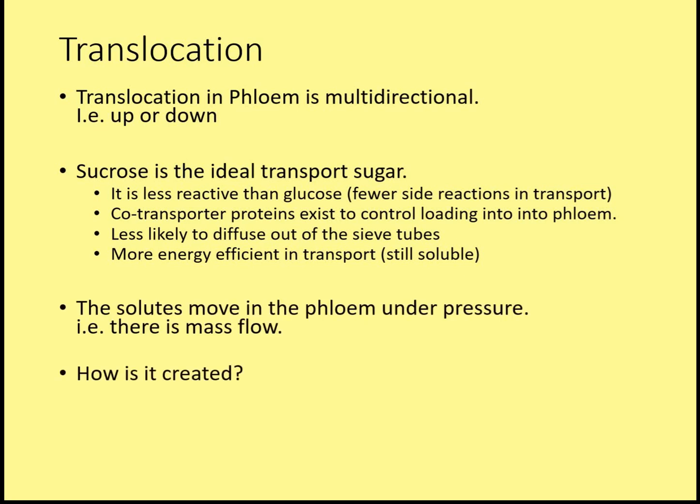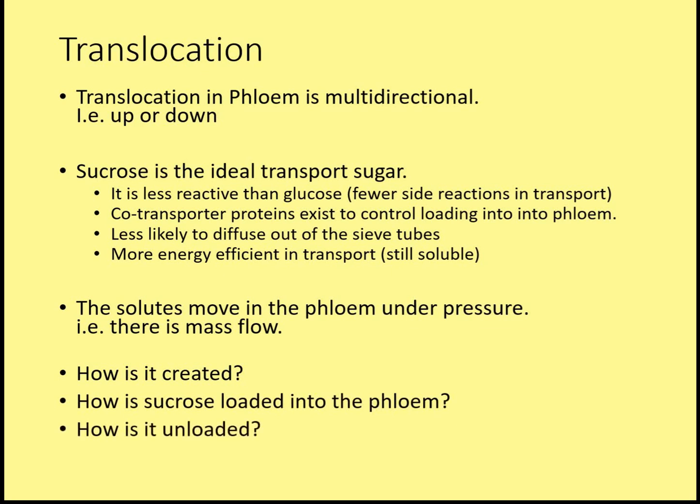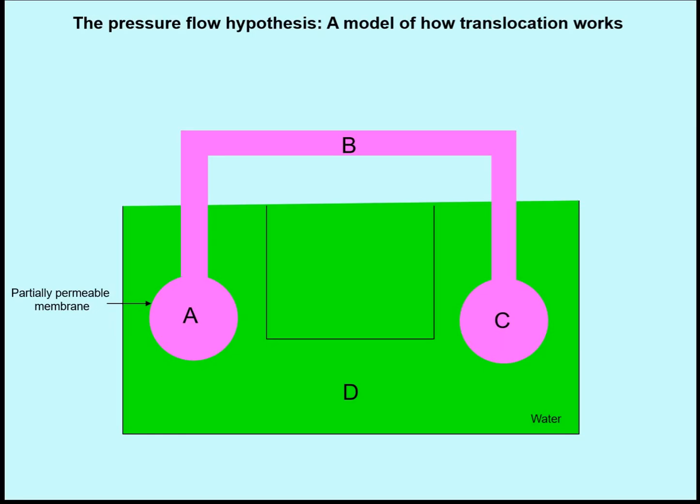So the solutes are also moving under pressure, so there is mass flow going on. We need to think about how that pressure is created, how the sucrose is loaded into the phloem, and how it is unloaded. There is a model for this which is called the pressure flow hypothesis. I'm going to talk you through that now, and then we'll look at how sucrose is loaded and unloaded as well. This is a model of how translocation works. We've got some partially permeable membranes connected up by a tube, and then a bath of water surrounding it.